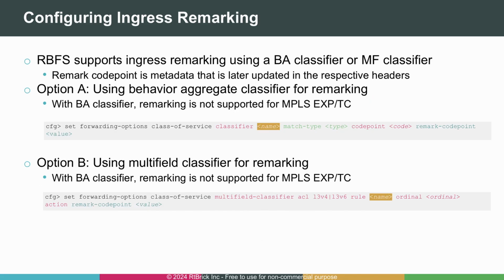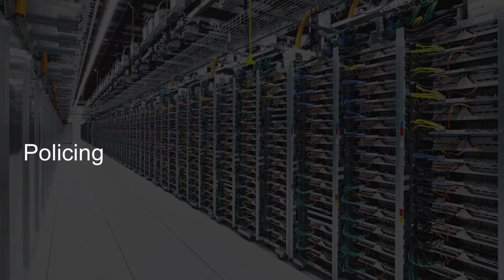In addition to egress remarking, RBFS also supports ingress remarking, which can simplify device configuration. Both the behavior aggregate and multi-field classifiers offer a remark code point option to define remarking in a single step. It is important to note that the packet header itself is updated in the egress packet processing block before transmission. The remark code point set by the behavior aggregate or multi-field classifier is stored in the packet metadata inside the ASIC.